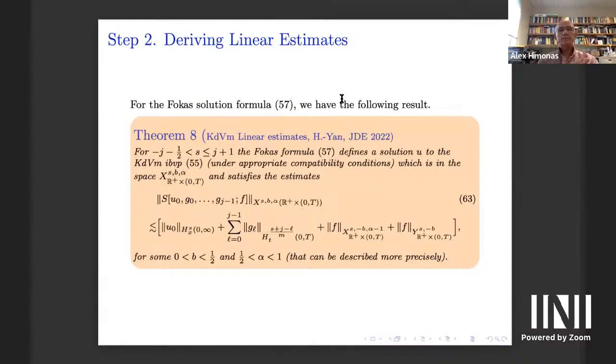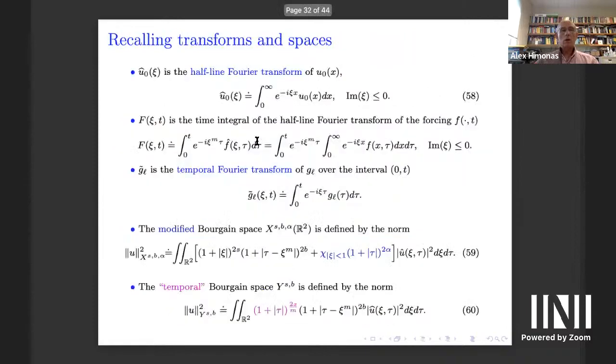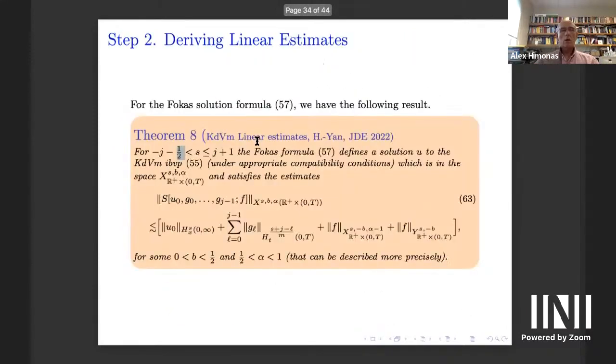And the linear estimates for KdVm, we call this equation KdVm, are very analogous to the KdV equation. The optimal here, we get that this is minus J minus 1/2. We do better. You will see actually the well-posedness is minus 1/4 here, not minus 1/2. So I'm sorry, what did I do? Yes.